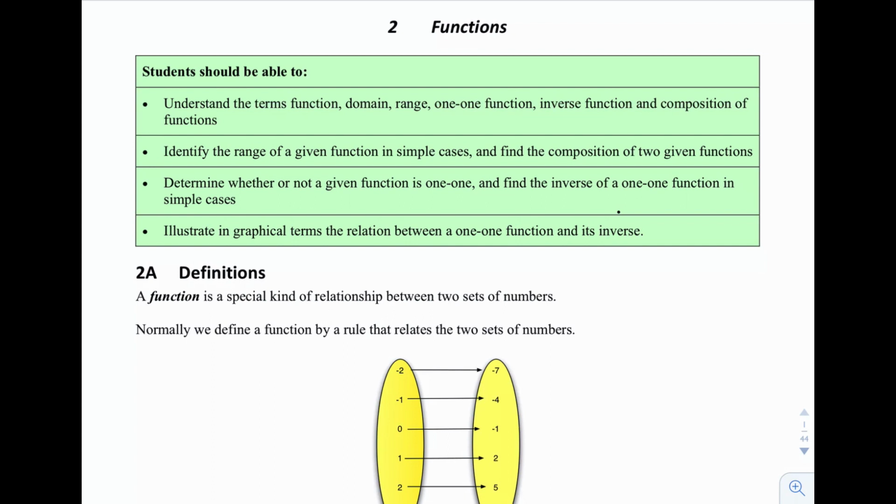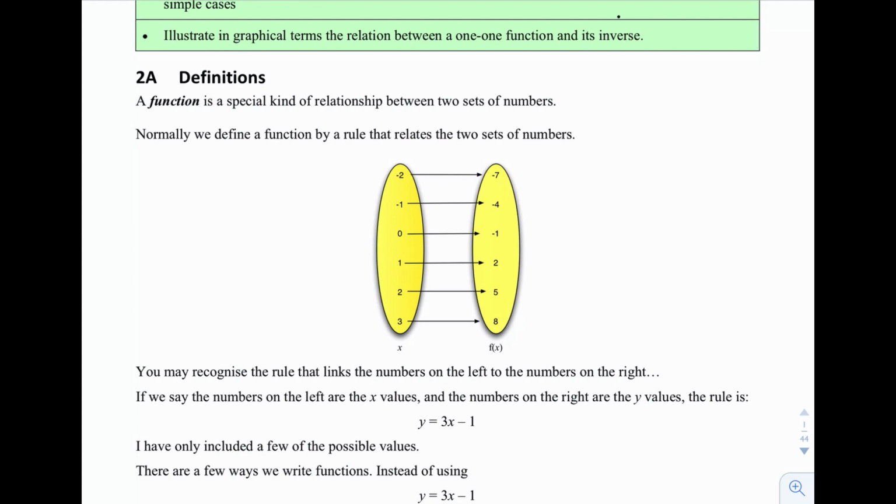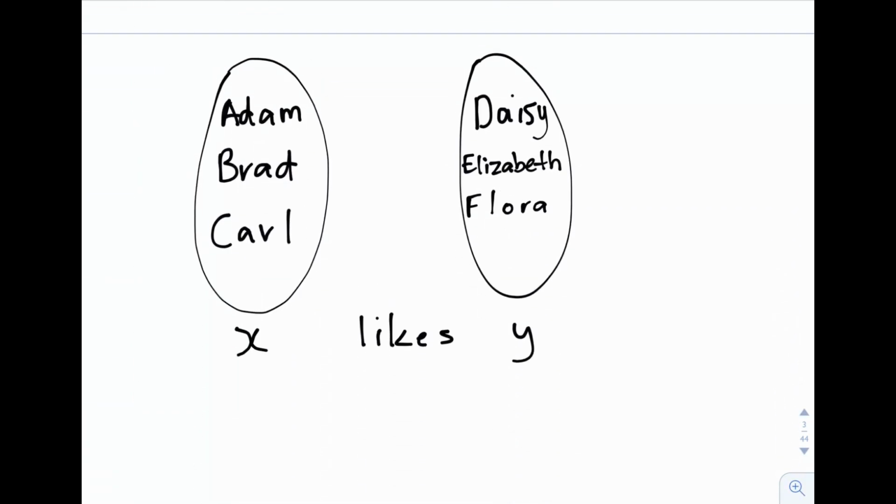So a function, let's get started with talking about what a function actually is. It's just a special kind of relationship. It's normally defining the relationship between two sets of numbers, but it doesn't have to be. If you want to take a really simple case, like this one here, you could create a relationship between these two. So you could say this kind of thing. All right. So we've got the boys on the left and the girls on the right. These boys like these girls. So is that a function?